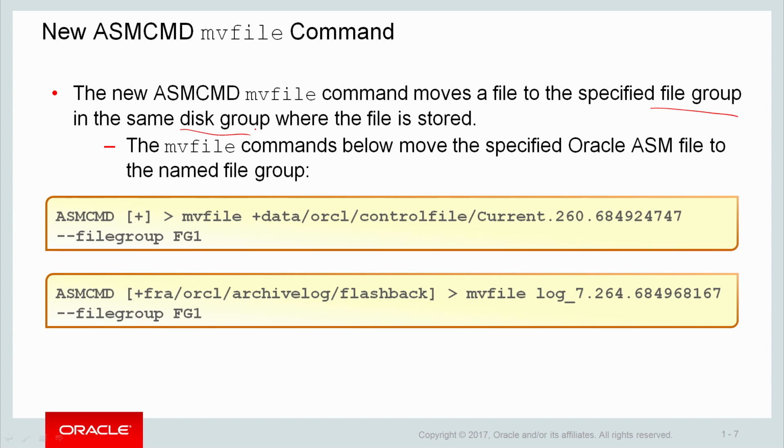There will come a time when you may want to move a file out of a current file group into a new file group, and the move file command allows us to do this. So we've got examples below of a current control file and flashback log. So here we are moving a control file to a new file group called FG1. And we can tell by the directory here, this seems to be a flashback log. We're moving this flashback log to a new file group.